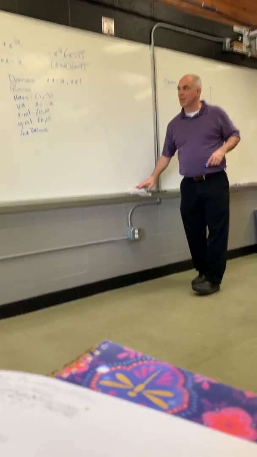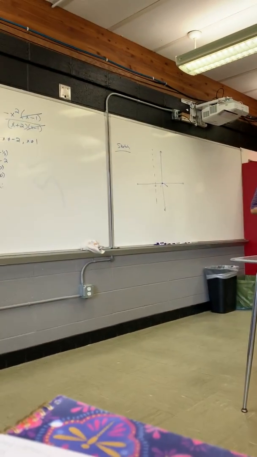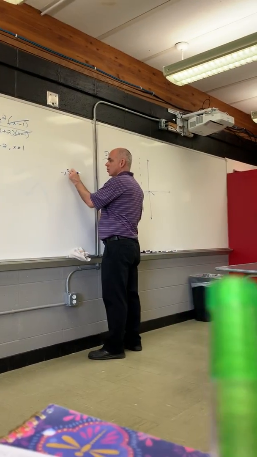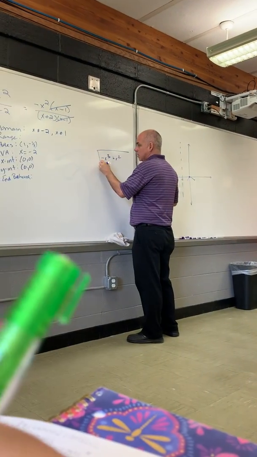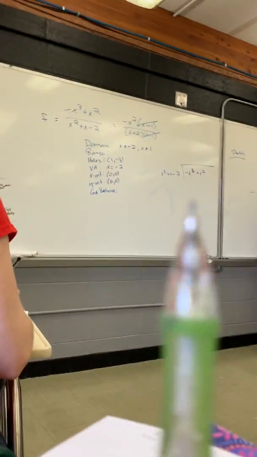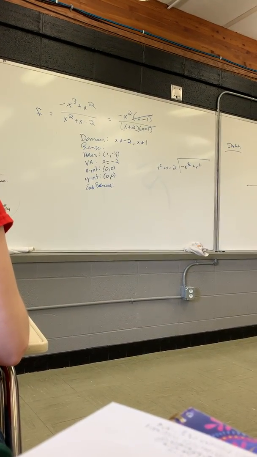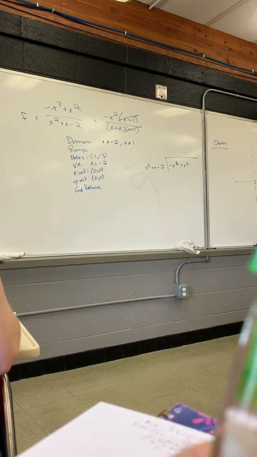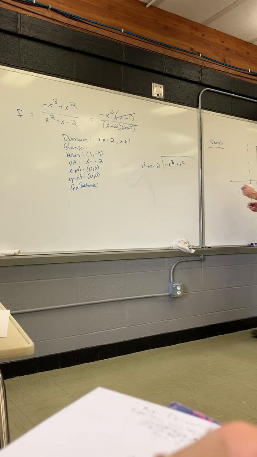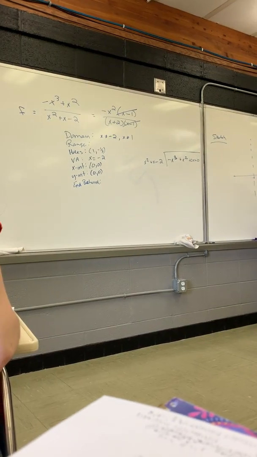Alright, in end behavior, my power is higher on the top than it is on the bottom, which means I need to do long division to find it. I take negative x cubed plus x squared divided by x squared plus x minus 2. Oh god, okay, hold on. I have to use long division and not synthetic division because what I'm dividing by is not linear, it's quadratic. Plus 0x plus 0.